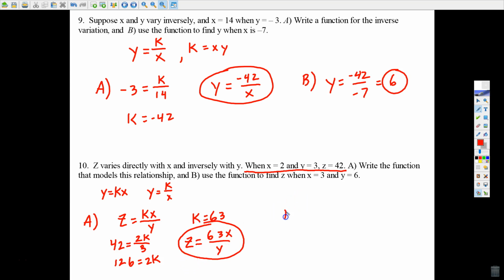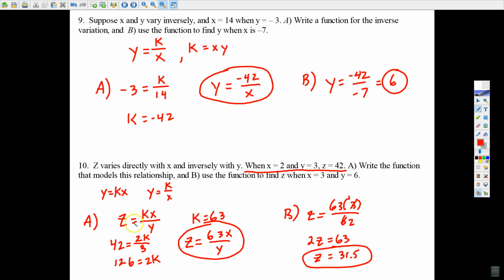Okay, and now let's answer part B. Using this function that we just came up with, let's find out what z is if we plug in 3 for x, 63 times 3, and 6 for y. We want to do a little reducing first. Since these are factors, remember you can cancel factors. You can make this 1 and this 2. Then now we can multiply both sides by 2. 2z is 63, so z is going to be 31.5. So that's your part B answer.